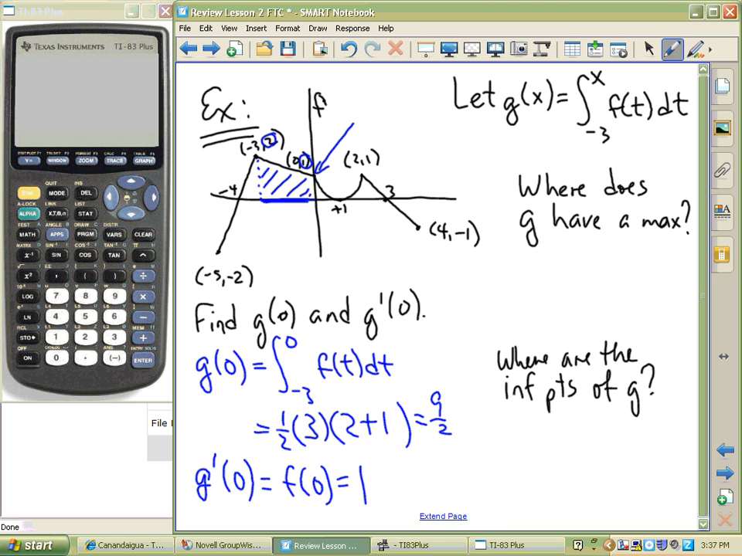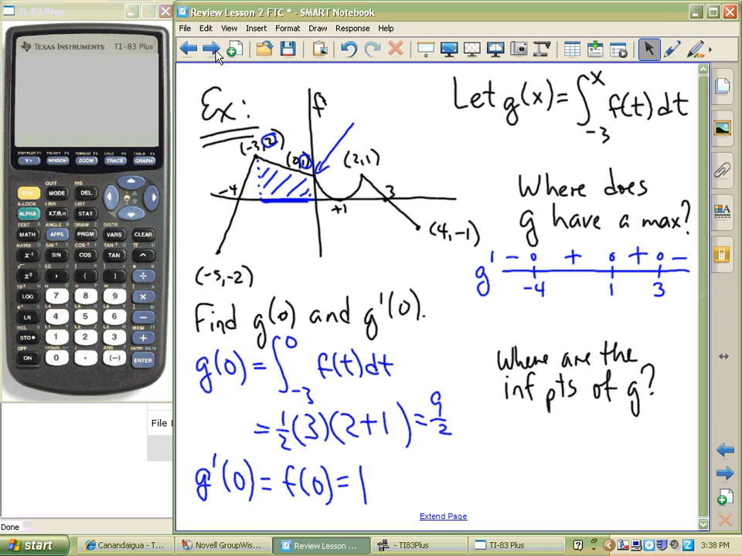So where does G have a max? So let's consider a G prime chart, shall we? There are several places where G prime is going to be 0, and the places where G prime is going to be 0 are going to be the places where f is 0, and that happens at -4, and then again at 1, and then again at 3. On the left side of -4, G prime is negative, then it's 0, then it's positive for a while, then it's 0, then it's still positive, then it's 0, and then it's negative.